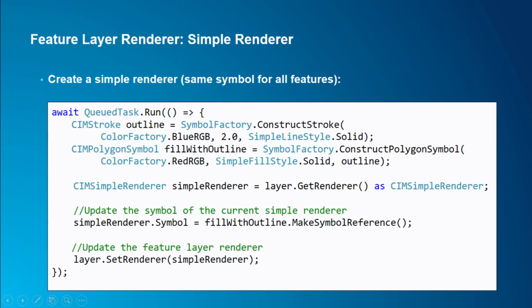A simple renderer renders all the features with the exact same symbol. This code snippet here renders a polygon feature layer with a red fill and a blue outline. The first step, as you can see, is I'm creating my polygon symbol, and then I'm using the layer's get renderer method, which returns a simple renderer object back. And then I am assigning my newly created red symbol to this renderer. And then the last step, I am calling the set renderer method on the layer to update the layer.